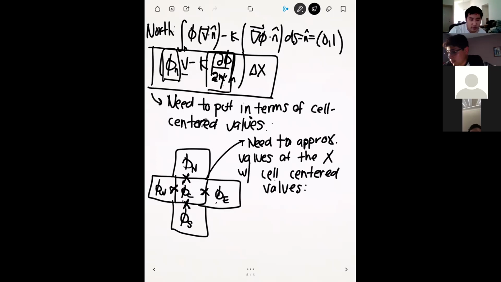Let me do a couple of them on this page, and then I think the rest will spill over. Let's start with the east face, because we started our integrals there. If we want to approximate phi at little e, the location I've circled right there, we're going to use the same approximation that we used in the one-dimensional case, where phi sub little e is simply the average of the two cells it neighbors. The two cells it touches are phi sub big C and phi sub big E. So we can say that phi sub little e is equal to phi sub big C plus phi sub big E, all divided by 2.